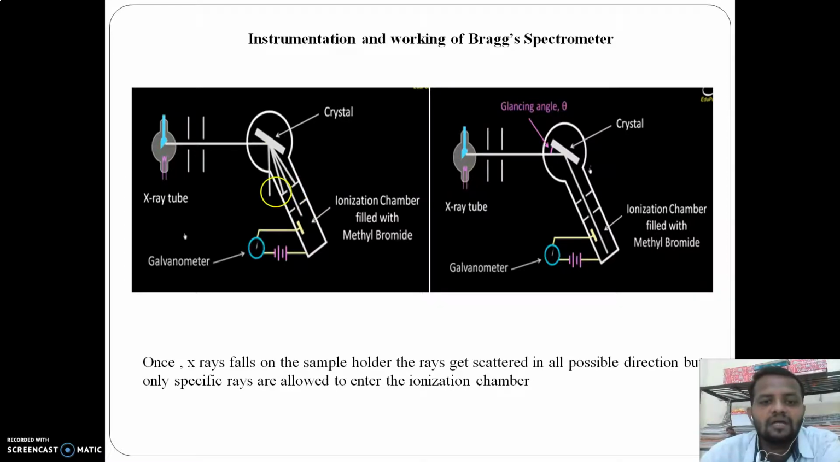So what we need is again a bifurcation into a single beam. Whatever scattered beams are observed are nullified and not allowed to move ahead, and only a single beam is allowed to irradiate the methyl bromide present in the ionization chamber.